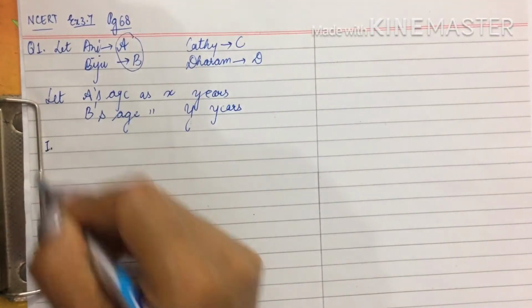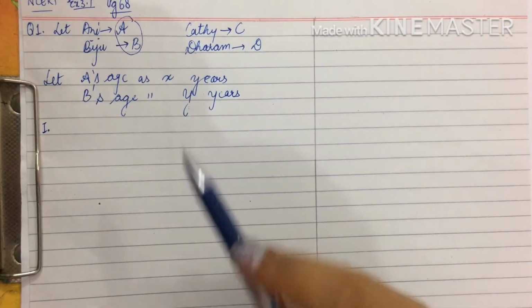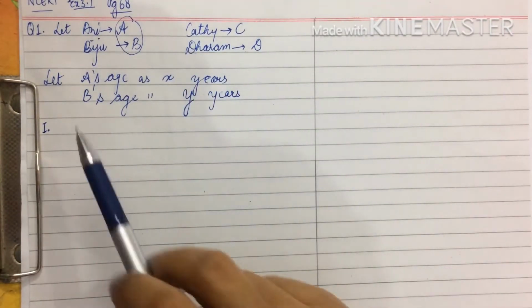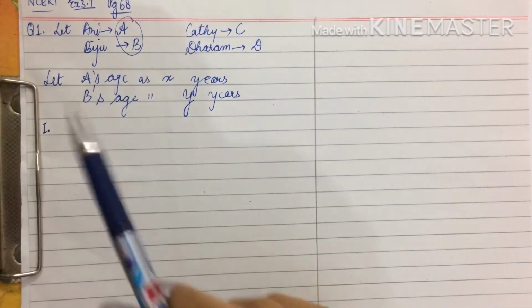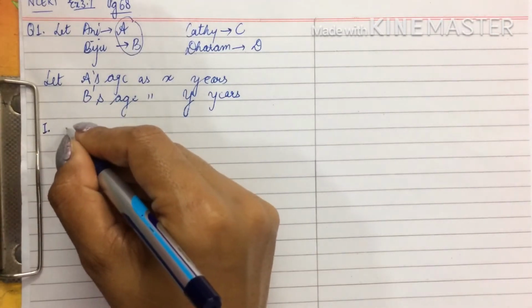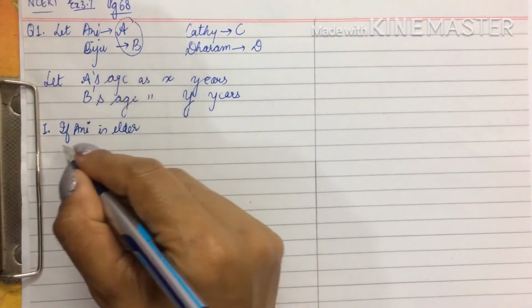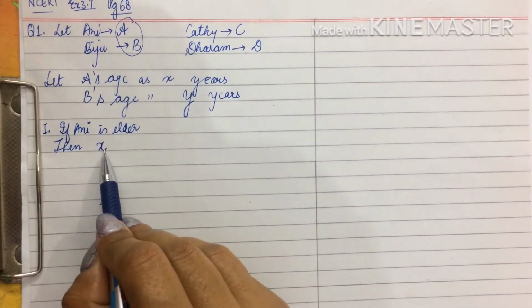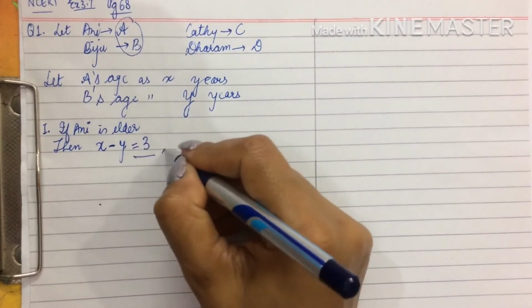Now in the first case they have given that Ani and Biju, their ages differ by 3 years, means the difference in the ages of these two is 3 years, but we don't know who is elder. It is possible that A is elder, Ani is elder, or Biju, B is elder. So there are two possibilities. If Ani is elder, then the difference in the ages will be given by the age of the elder person minus the age of the younger one equals to 3. The difference in the ages is 3. This is the first equation.